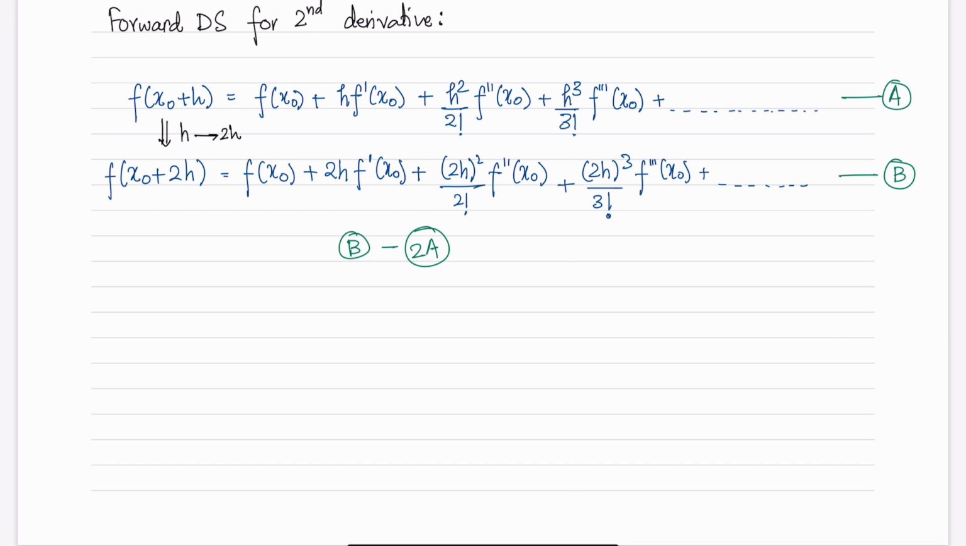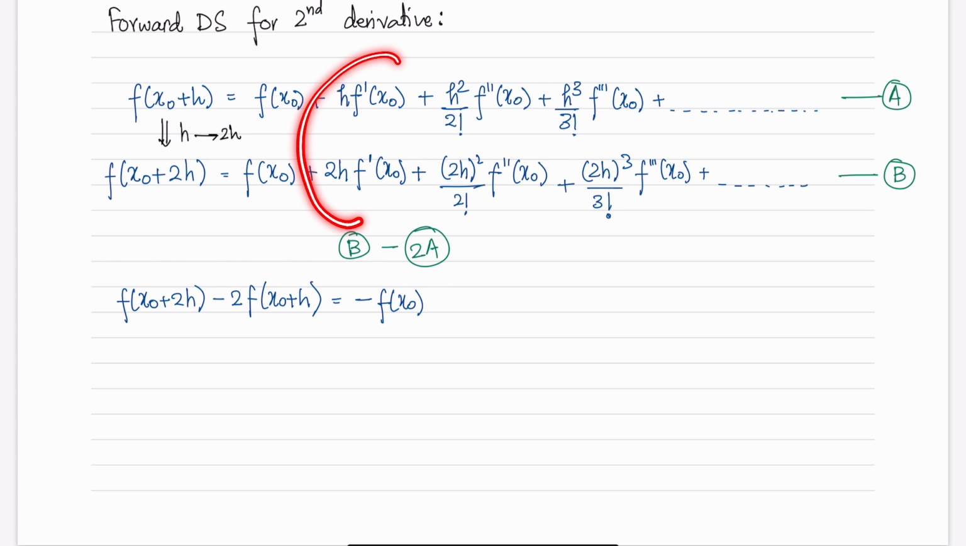So the idea is that in this equation we have just h times the first derivative, and in equation B we have 2 times h. So in order to eliminate this term, we have to multiply the top equation, that is equation A, by a factor of 2. And if I do that, what I have on the left hand side is f of x0 plus 2h minus 2 times f of x0 plus h. And note that the first term will be negative of f of x0.